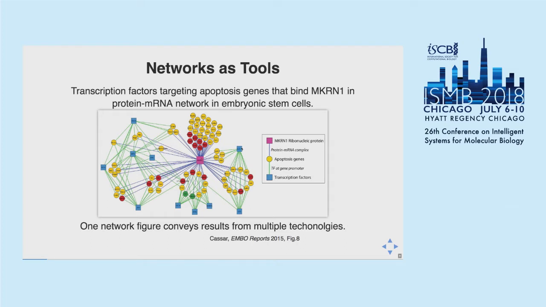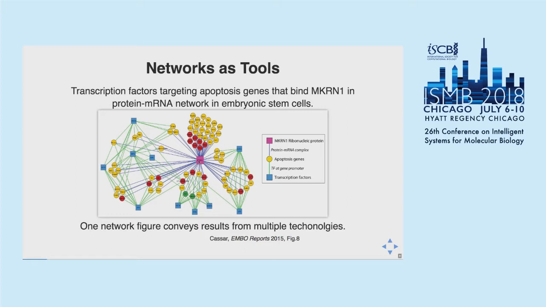But also, there's a whole other layer here. These blue squares are transcription factors, and the green lines indicate the regulatory actions of these transcription factors on these same yellow circled mRNA apoptotic genes, right? So even without seeing the labels here, this sort of view gives you an easy way to look through the different relationships, the different groupings and clusterings of apoptotic genes, transcription factors, and this centrally acting ribonucleic protein.